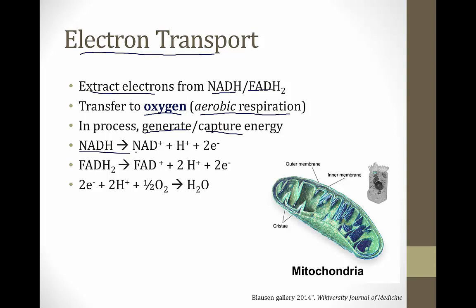NADH can be oxidized to NAD plus a hydrogen ion plus 2 electrons. FADH2 can be oxidized to FAD plus 2 protons plus 2 electrons. And then those 2 electrons from either molecule can be added to 2 hydrogens and an O2 molecule to create water. And that's what we're going to do, is give those electrons to oxygen and create water, and in doing this we will generate ATP.